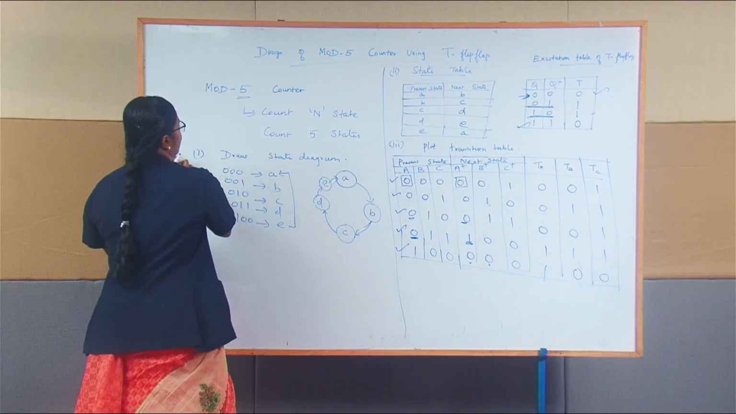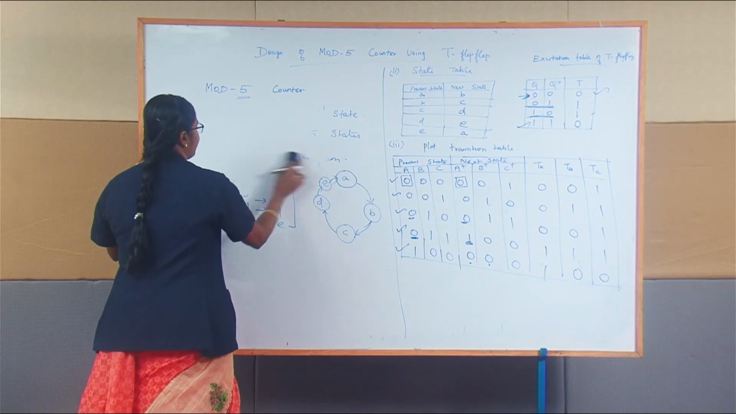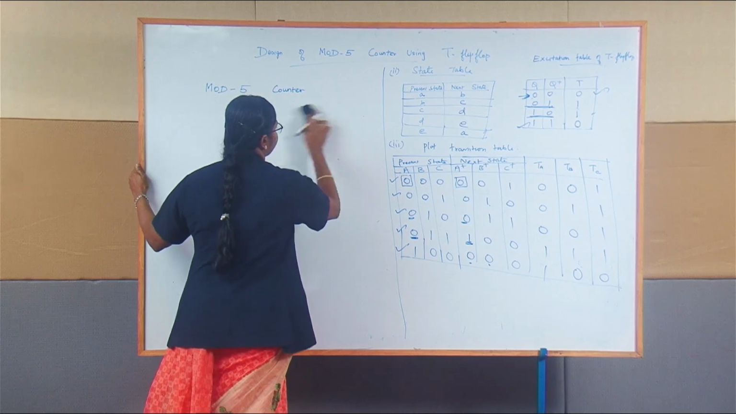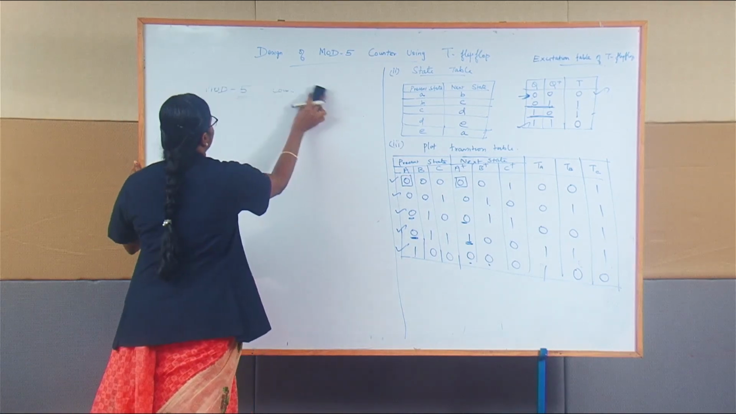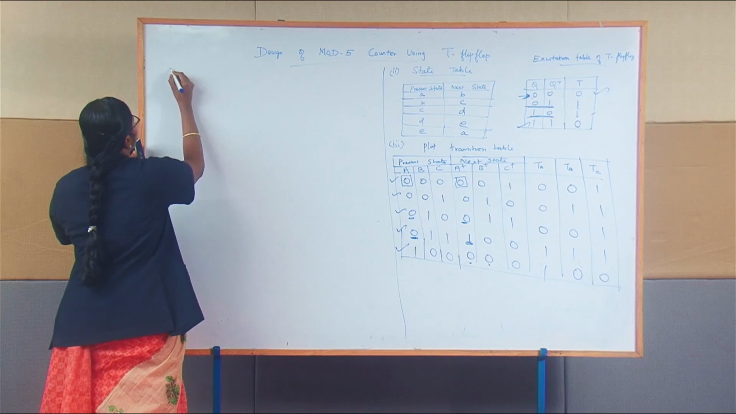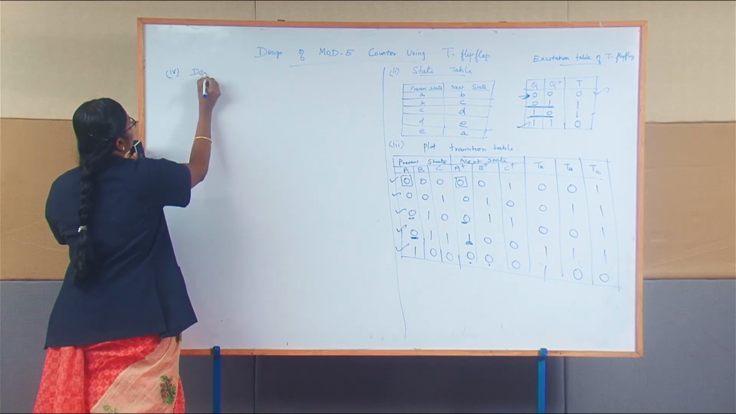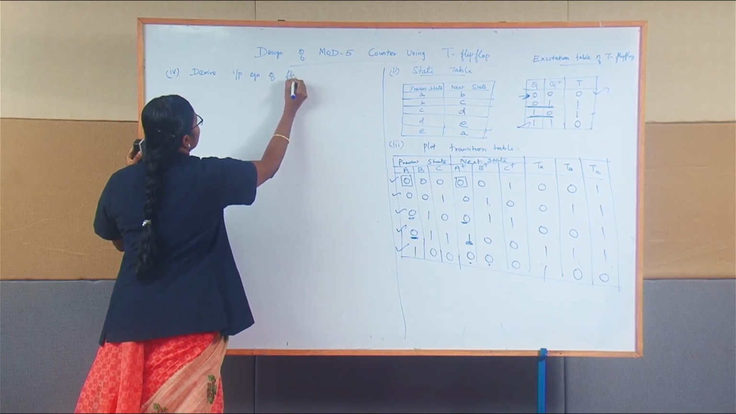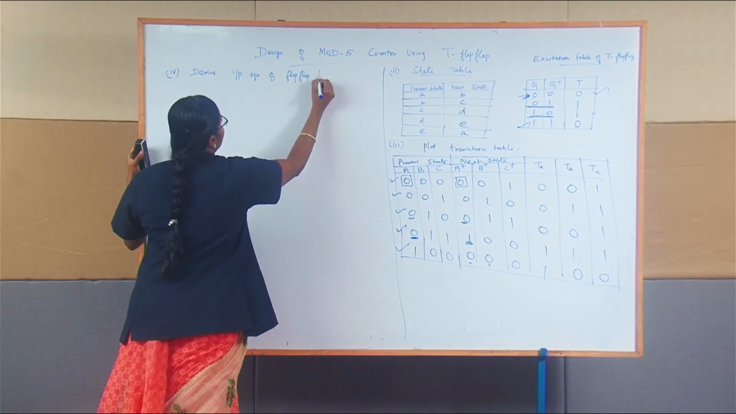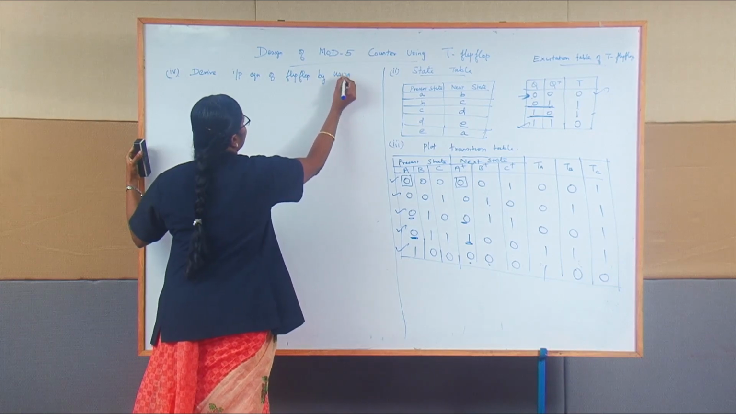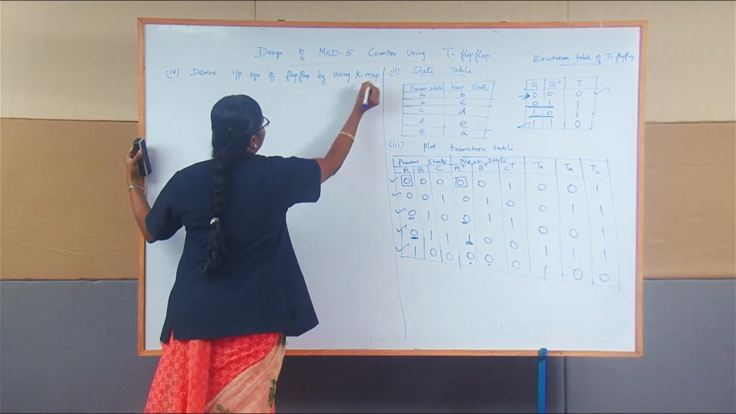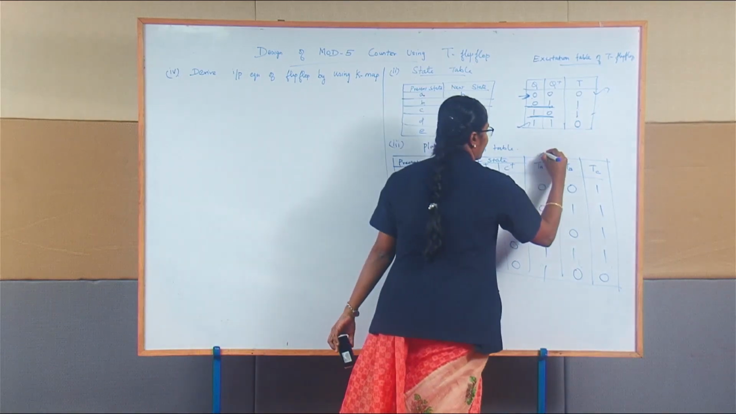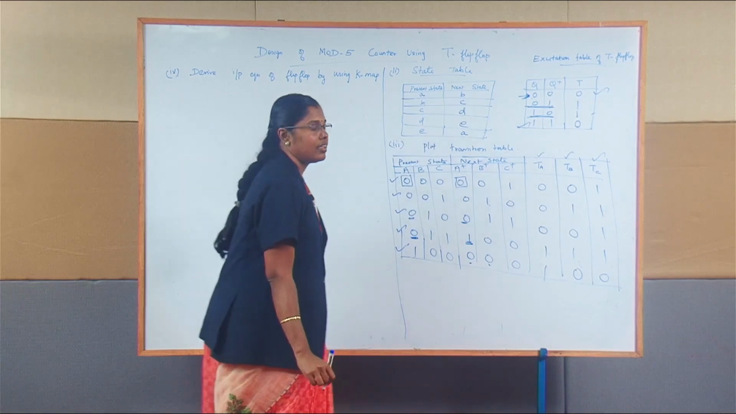designing the counter. After this, step 4 is to derive the input equation of the flip-flop by using K-map. Here I need to derive 3 equations, one for TA, TB and TC.